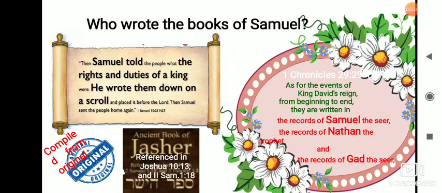1 Samuel chapter 10 verse 25 says that Samuel explained to the people the regulations of the kingship and wrote them down on a scroll and deposited it before the Lord. Also, 1 Chronicles chapter 29 states that in addition to Samuel, Nathan and Gad left written records of their prophetic ministry. Also, 2 Samuel 1:18 states that the lament of the bow was written in the book of Jasher.